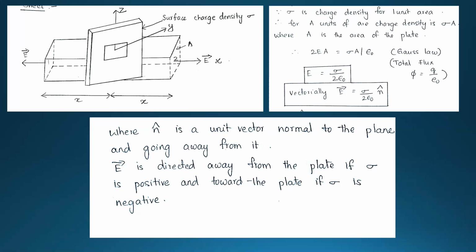So with this, we have derived the expression for the electric field due to an infinitely large sheet which is uniformly charged with positive charge. So once again, we conclude this expression in the vectorial form: E bar is equal to sigma by 2 epsilon naught into n cap.